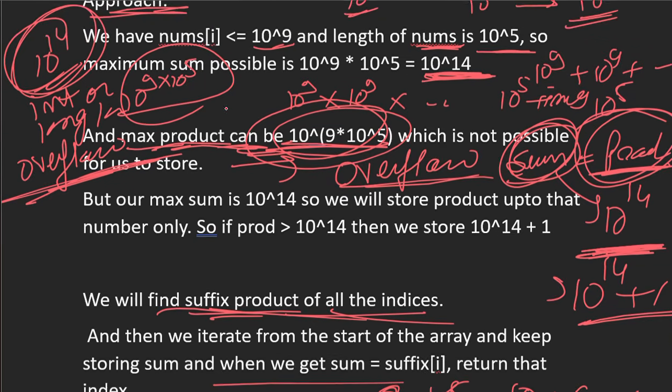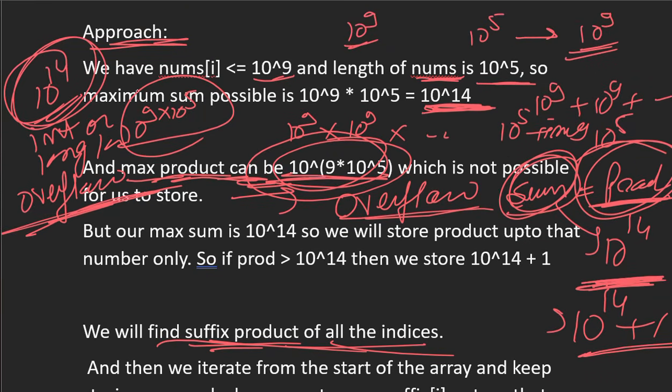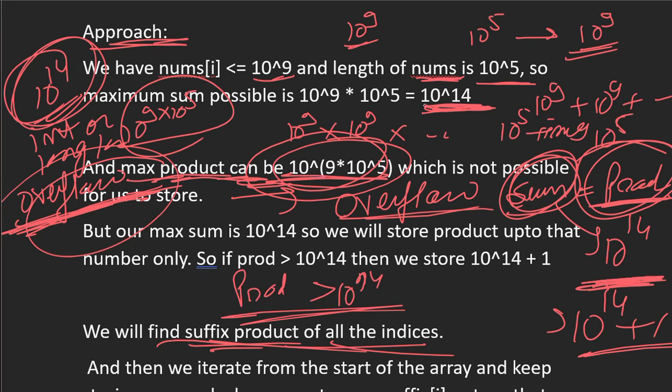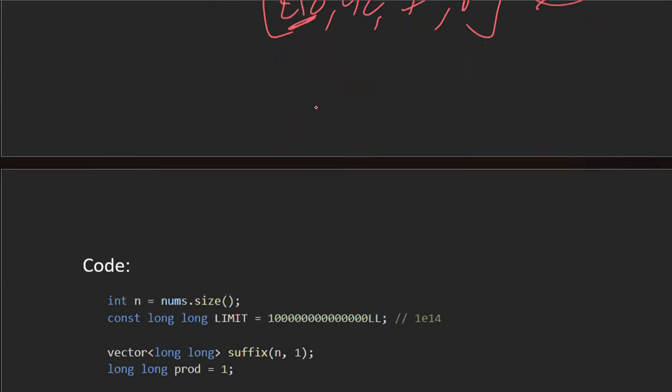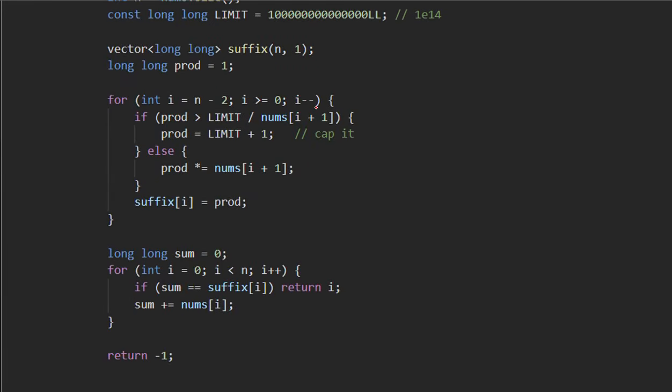So the main thing was to avoid the state of overflow. To avoid that, we won't be storing any product greater than 10^14, because our maximum sum can be up to 10^14 only, and we want sum equal to product. So let's see the code.